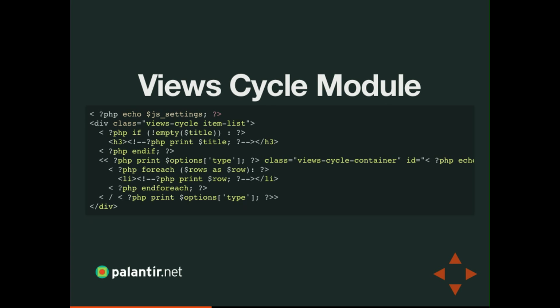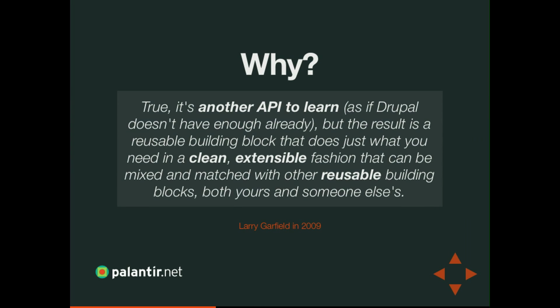Instead of writing CSS and JavaScript that looks for the machine name of the view and tries to build off that, we can use this display plugin that says, I am a slideshow. I am jQuery cycle. So why do you do this? Yeah, you need to learn another API. You need to learn how to write a view style plugin. But when you do that, you get something that's cleaner, more extensible, more reusable.